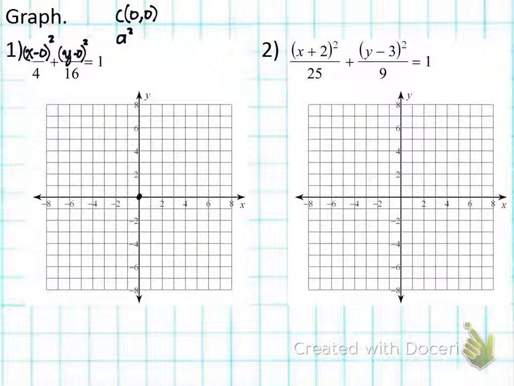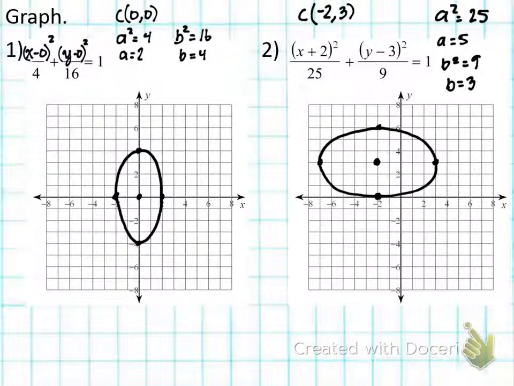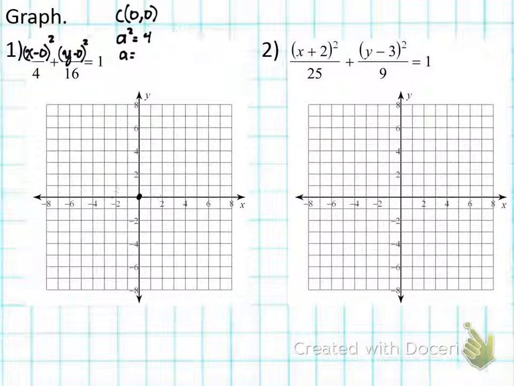Then a squared is the number under the x term. The number that's already there is 4, so a squared is equal to 4. If I take the square root of both sides, I get a is equal to 2. A represents how far to the left and to the right you are from the center of your ellipse. So I would count two spaces to the right and two spaces to the left and put points there.